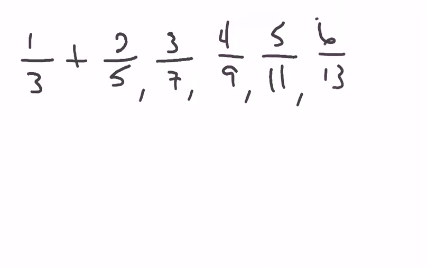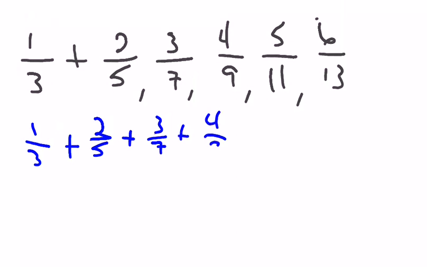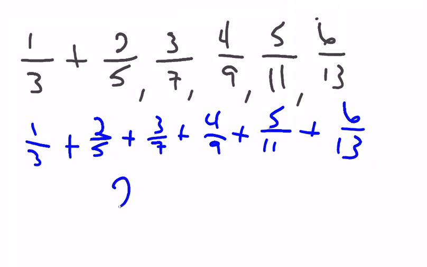And because it's a summation means we want to add them. So 1/3 plus 2/5 plus 3/7 plus 4/9 plus 5/11 plus 6/13. And you actually want to add up all of those numbers and get the end result. So in this case, you get about 2.522.